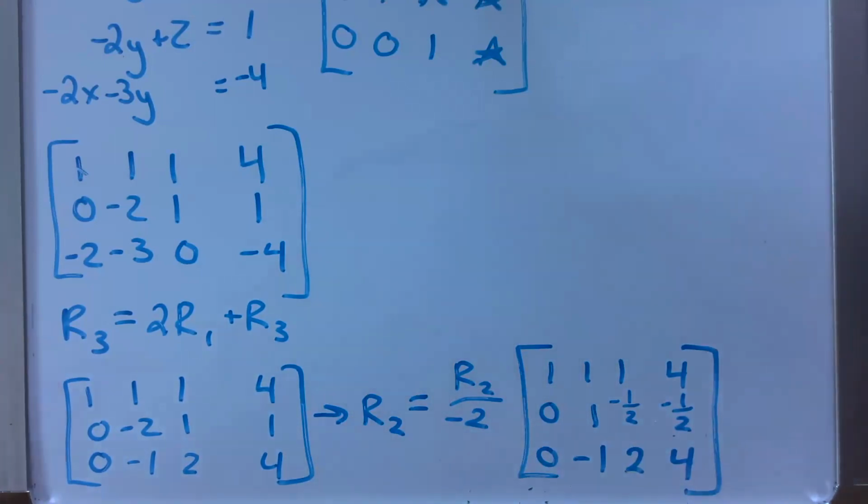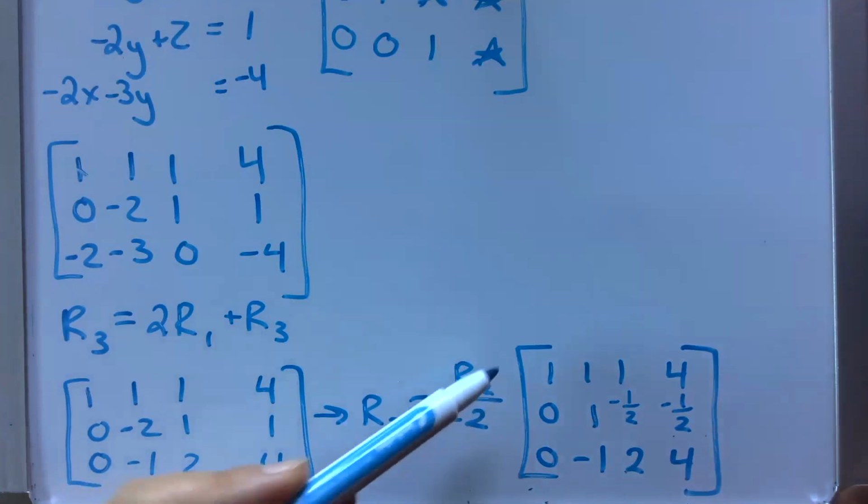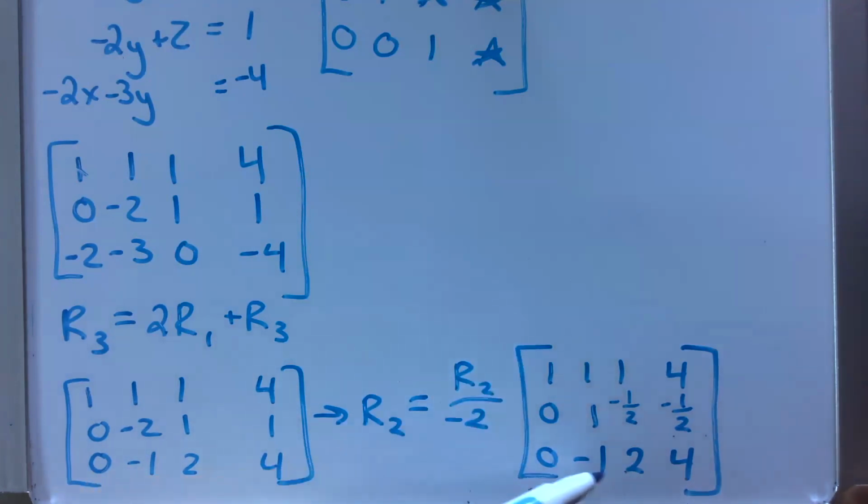Our next step is create a 0 under that 1. And you'll notice I put in parentheses R3, C2, so that's row 3, column 2, just so you can sort of see where we are. Okay, let's make that happen. All right, so row 3, column 2, that's that. Well, I see right here, I've got a 1 right above it. If I add those two together, that'll create a 0.